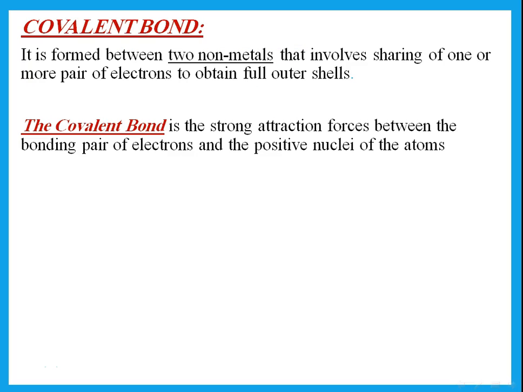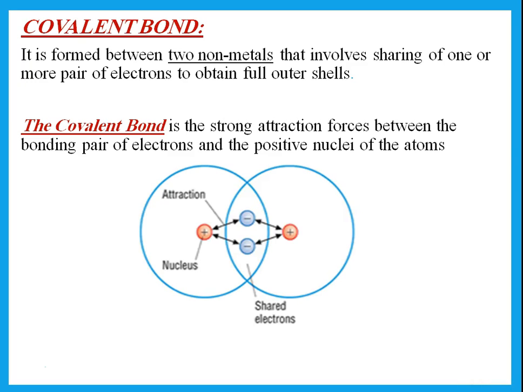Okay, the other kind of bond is the bond between two nonmetals. So if we're trying to make a bond between two nonmetals, that is called a covalent bond. A covalent bond involves sharing of electrons in order to have a full outer shell. So if I have two nonmetals, they're going to share electrons between them.